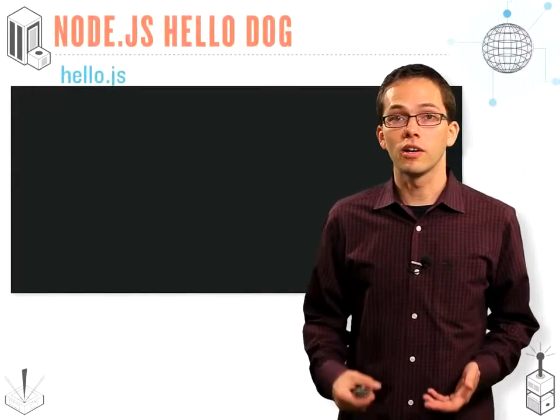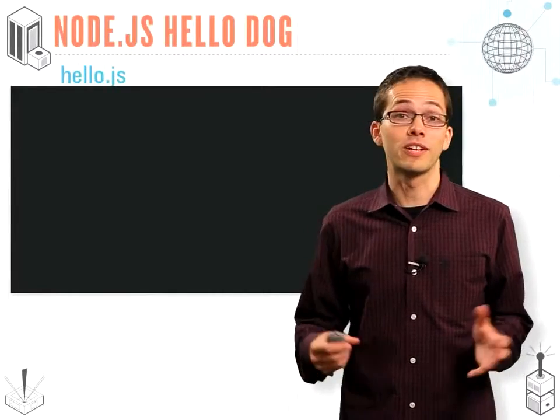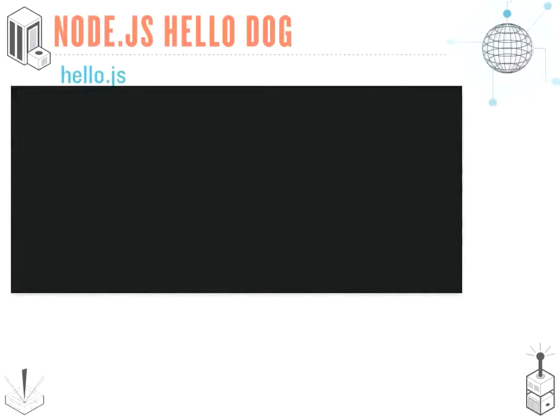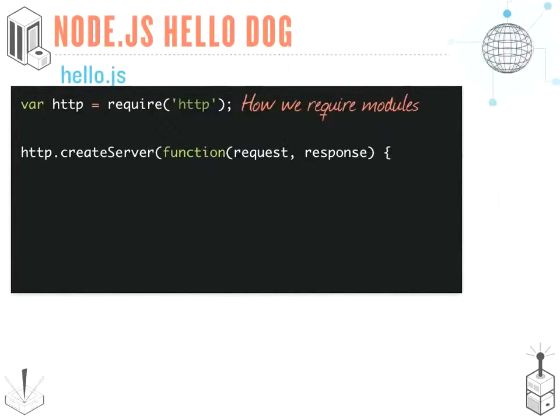Now it's time for our Node.js Hello World, or in our case, let's do a Hello Dog. So our first line in this file, we need to require the HTTP module. So we're including another library. This is how we include libraries typically in Node. We're going to call the createServer function. That function takes as its single parameter a callback with request and response.